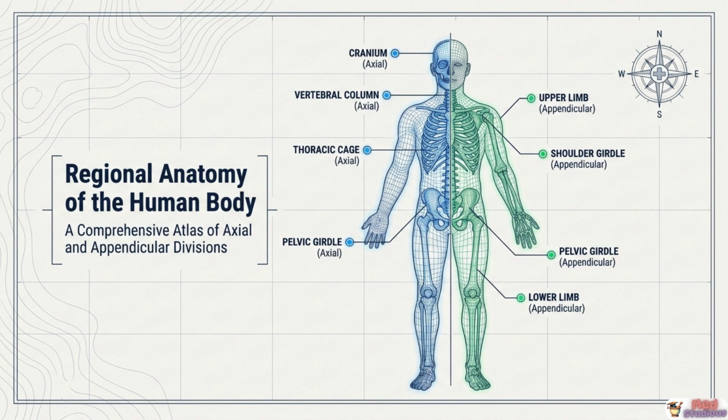Notice that the pelvic girdle appears in both divisions. It serves as a critical connector between the axial core and the appendicular lower limbs. Mastering this two-domain framework is the very first step toward fluency in the language of clinical anatomy. Let's explore every region in detail.